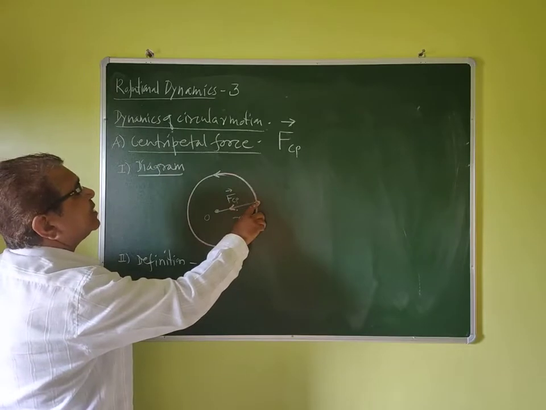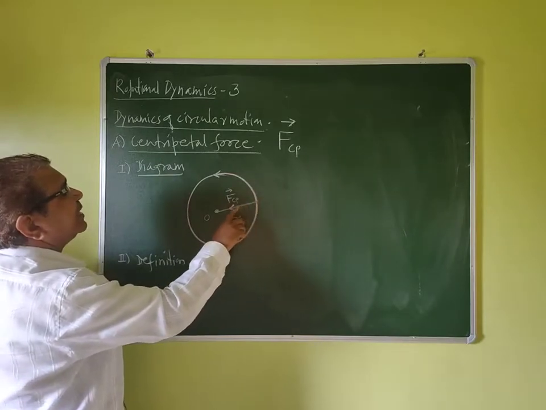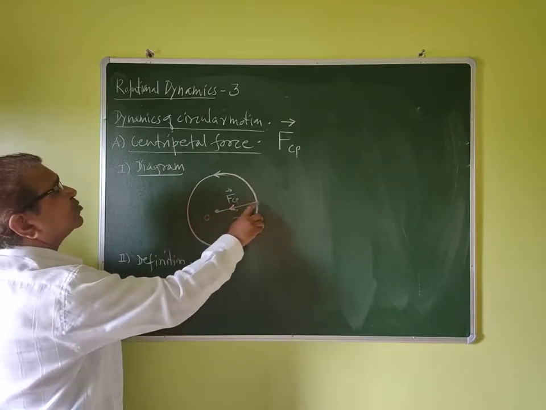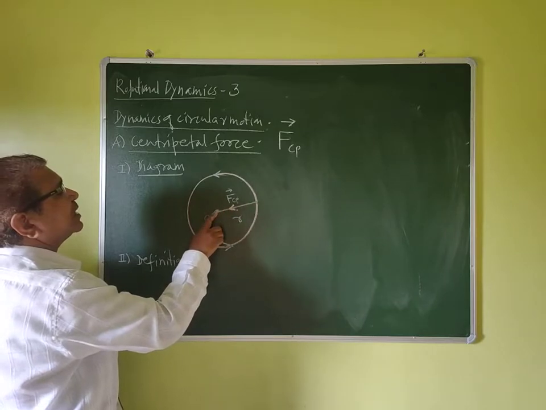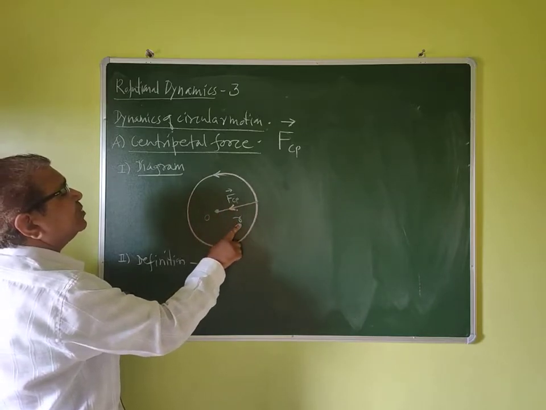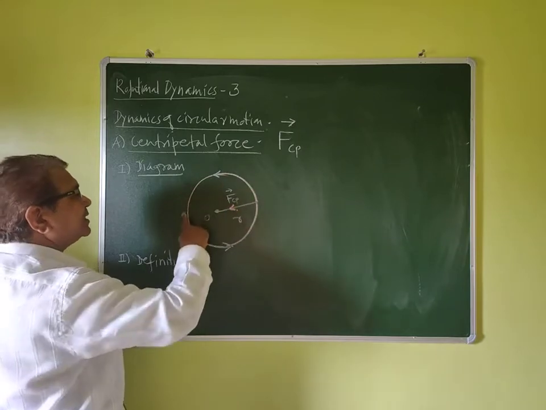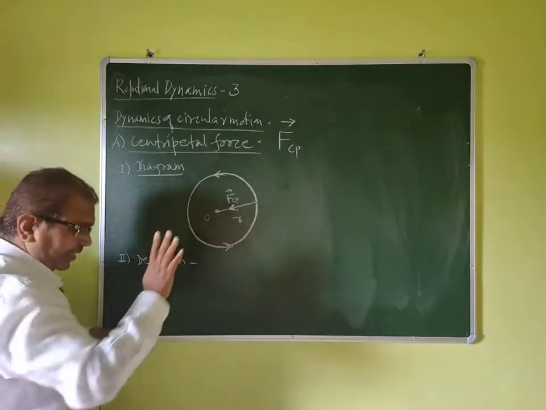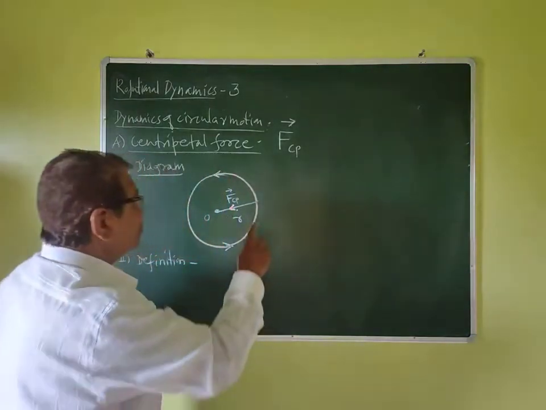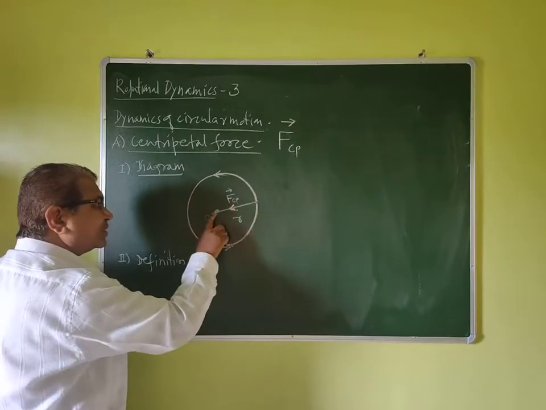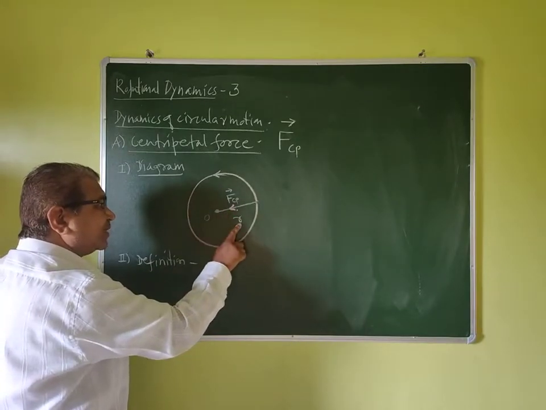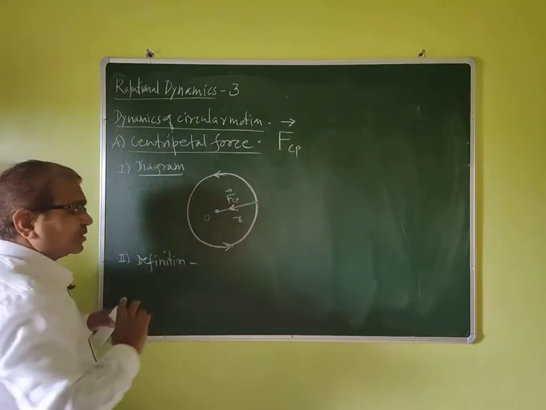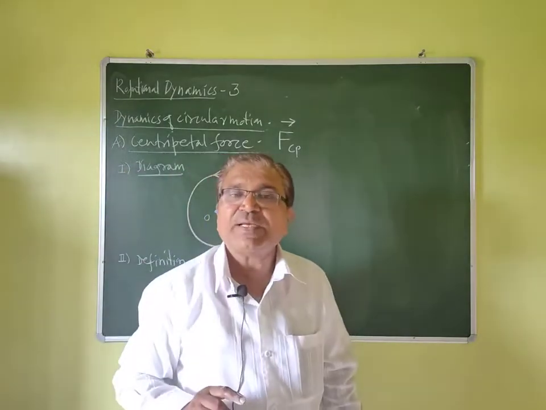Force acting on the particle which is directed towards the center. See here, the arrow is directed towards the center. So force acting on the particle towards the center along the radius so as to produce circular motion is called centripetal force. I will repeat again: force acting on the particle towards the center along the radius so as to produce circular motion is called centripetal force.